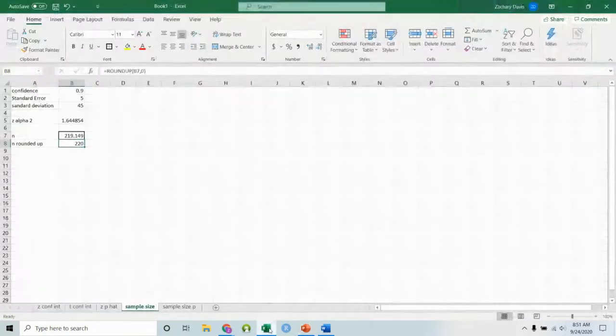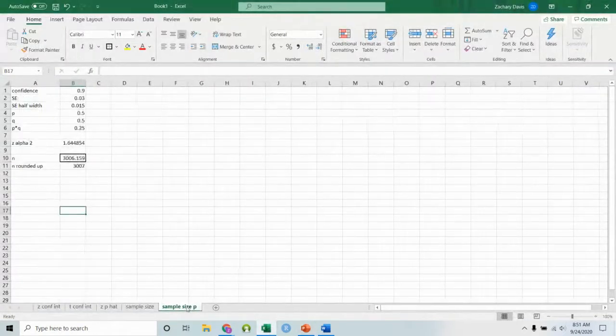So we can do this in Excel as well. Sample size for a proportion. We're interested in 90% confidence. We have a standard error of 0.03. Half width of that standard error is 0.015. We weren't given a p-value or a value for our proportion, so we're going to use 0.5 to estimate. So q is 1 minus p, so it's also 0.5. Our p times q is 0.25.